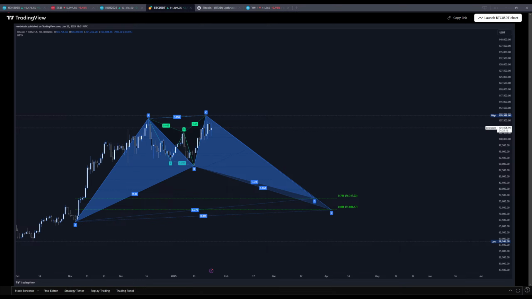Okay, so now can we still reach those levels? I am personally looking for a cycle low on March 16th, okay? At least an intermediate cycle low of this selling pressure. Where? To 76, 71, all the way to the 70,000 region, okay?